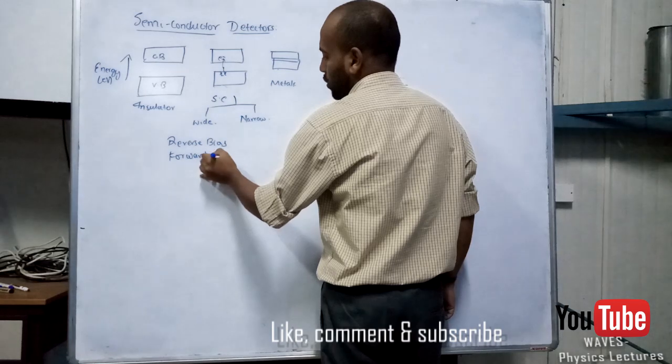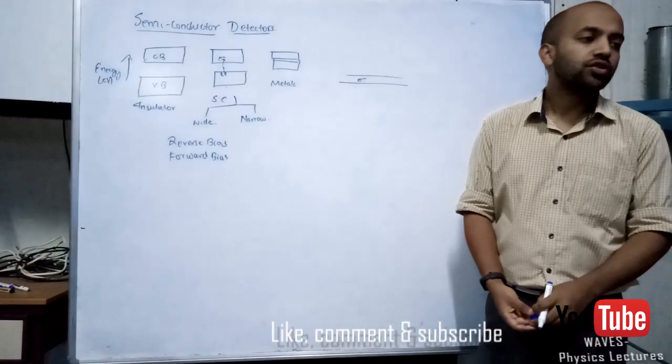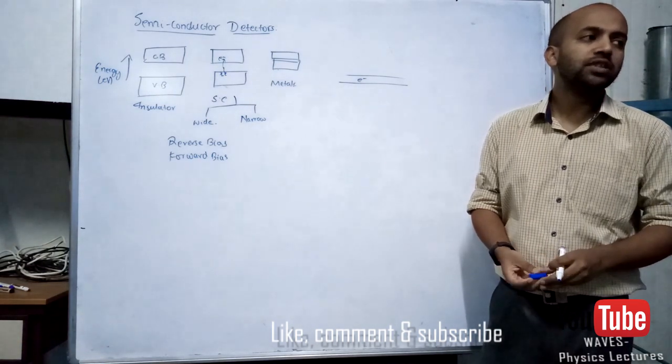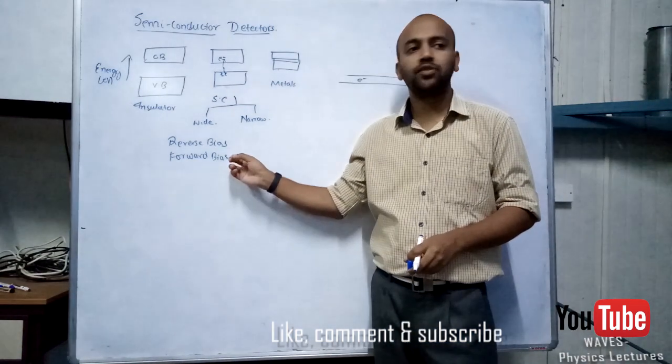Right? And in which case do we get more current and in which case do we get less current? So in forward bias we get more current, and in reverse bias we get less current, right? So basically what we have is a reverse bias and a forward bias.